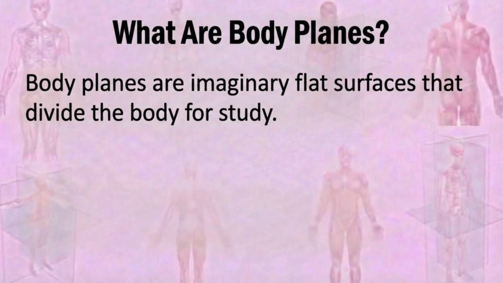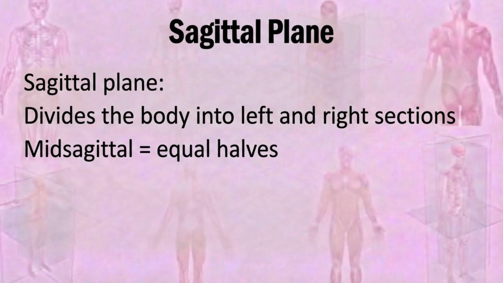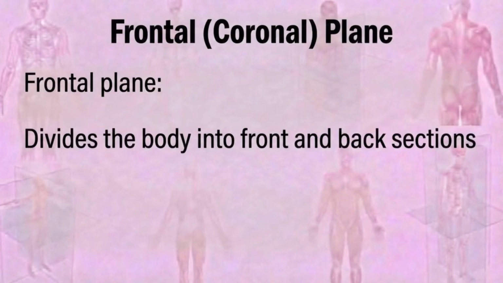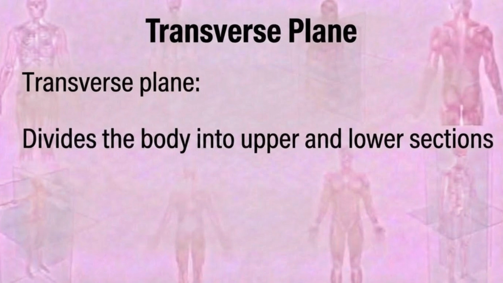Body planes are imaginary flat surfaces used to divide the body into sections. They help scientists and healthcare workers study and describe the body. The sagittal plane divides the body into left and right sections. When the body is divided into equal halves, it is called the mid-sagittal plane. The frontal or coronal plane divides the body into front or anterior and back or posterior sections. The transverse plane divides the body into upper or superior and lower or inferior sections. Medical scans are often taken using this plane.